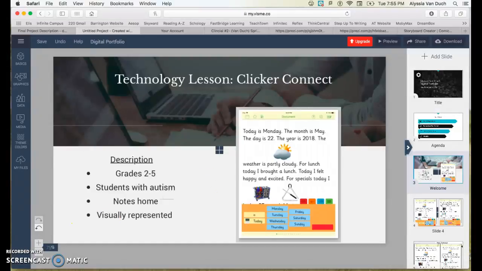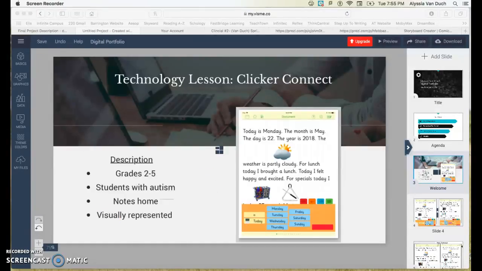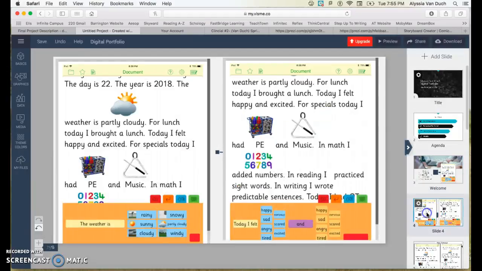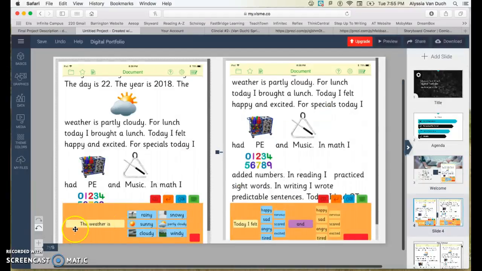A lot of times students with autism do struggle to communicate what they did. So this is a way for the parent and the teacher and the student to communicate what went on throughout their day. So how it worked is that I first had to model how the students would fill out each of the pages.